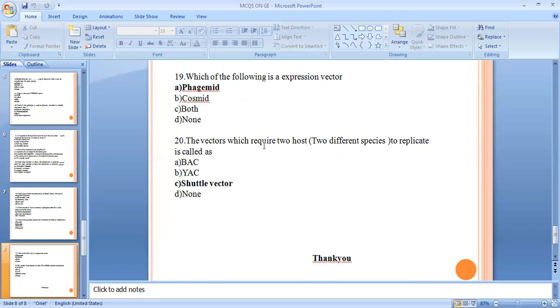The vector which requires two hosts, two different species, to replicate is called: A, VAC, we can say vectorial artificial chromosome, B, YAC, yeast artificial chromosome, C, shuttle vector, D, none. So the right answer here is shuttle vector.